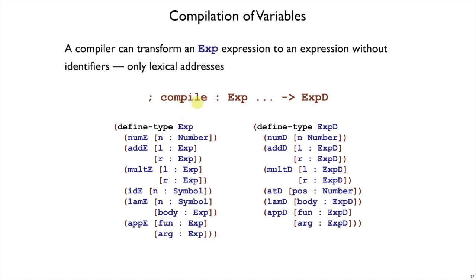We're going to introduce a compile function that changes an exp to an expd, and an expd has numd, add-d, multd, all the same as exp has nume, add-e, mult-e, but instead of IDE, where there's a symbolic name, an expd is going to have an at-d, where there's a position instead of a name. Appd is going to be the same as appe with a function and argument subexpression, but lam-d, again, we drop the name. In the case of a lambda, that means we just don't need the name, we only need the body. So when we apply a lambda, we will still need to add on to the environment, but we don't need to remember a name to use for that addition to the environment.